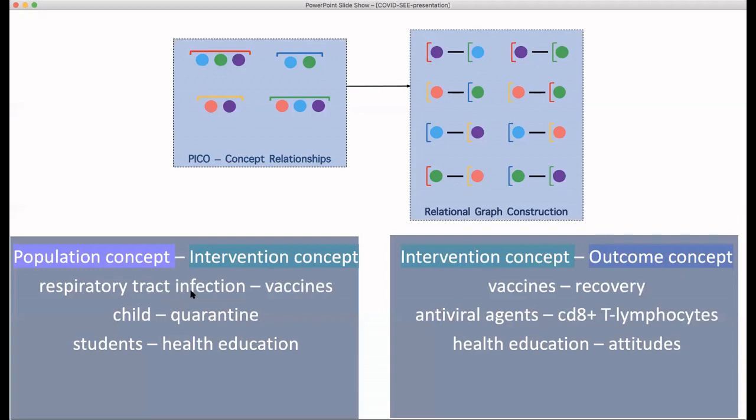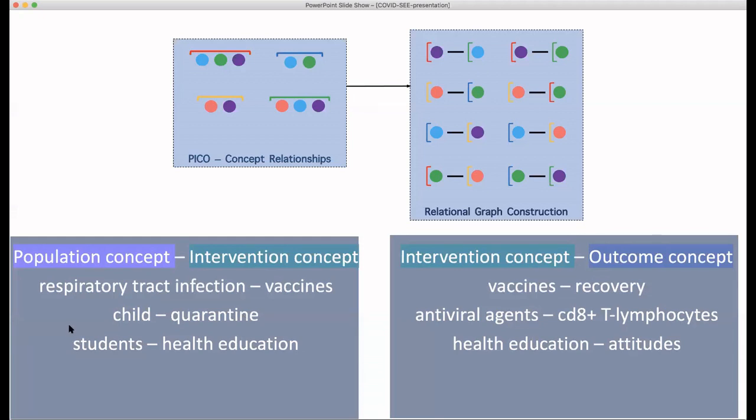So you find that there'll be a population that has a respiratory tract infection, and the intervention that's being examined is a vaccine and the effectiveness of a vaccine. And then the outcome for that may be recovery. So does the person recover from the disease? Similarly, what's the impact of a quarantine intervention in children?